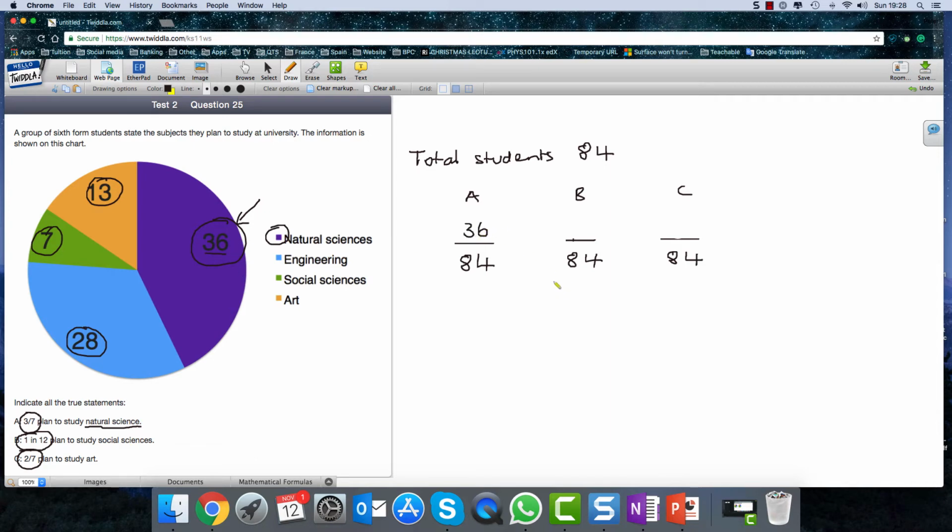And I'm actually going to do nothing with that for a second. We're just going to go and do B and C in exactly the same way. So statement B is talking about social sciences. Social sciences is the green, so that's going to be the 7. So we put this at the top. And statement C is art, which is the orange one, which is the 13. Again, try not to pick the wrong color.